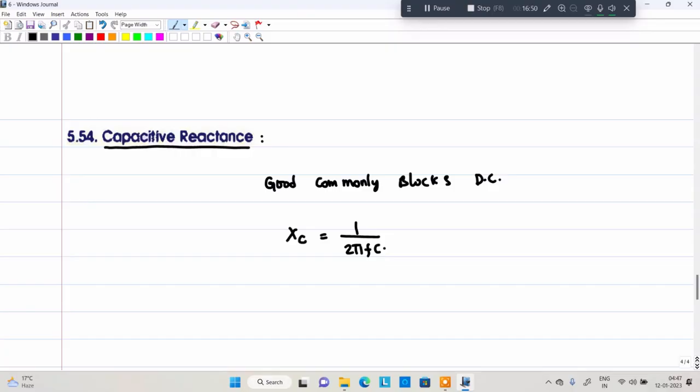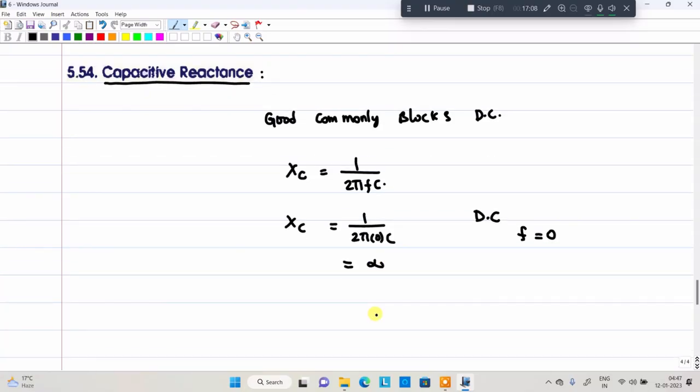Now my question: whenever you connect DC to the capacitor, what is the frequency of the DC supply? 0. Whenever the frequency of the DC supply is 0, Xc is equal to 1 by 2 pi 0 C, which equals infinity. Capacitor reactance is infinity. Capacitor reactance is the opposition the capacitance offers to the current flowing through it. So whenever the opposition is infinity, the capacitor completely does not allow any current or charging. That means the capacitor is like an open, completely open.